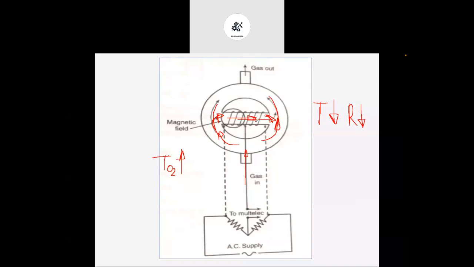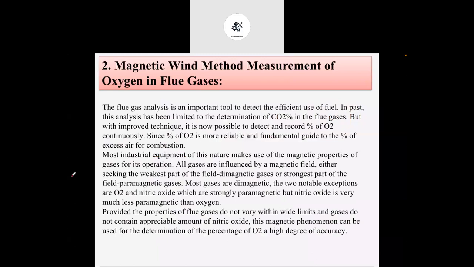As the content of oxygen reduces, the oxygen gas flowing through this particular part will reduce. That will cause less temperature decrement, and it will cause a smaller variation in the resistance. So that's how we are going to measure the content of the oxygen in the flue gases. Okay, so that is regarding the measurement of oxygen in flue gases by using the magnetic wind method.